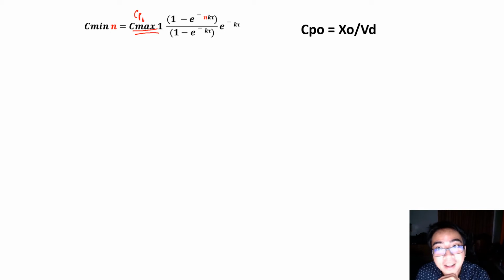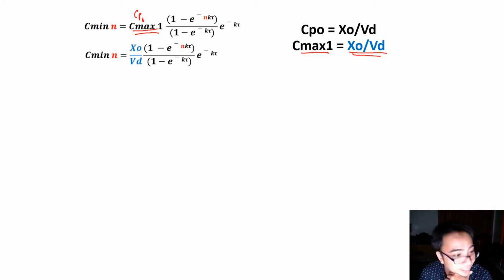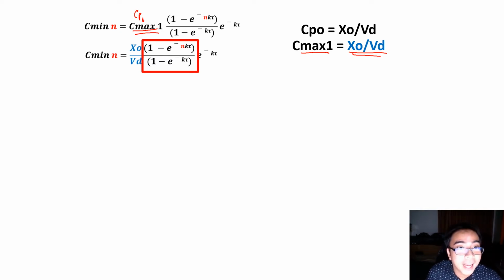So, meaning, class, in this formula I can replace it with Cmax. Instead of Cp sub 0, I'll be using Cmax 1, which is dose over Vd. So I put that into the formula here, and the formula for Cmin N would be dose over Vd. Hope that makes sense. That dose over Vd simply comes from Cmax 1 or your Cp sub 0. So, it's not magic.